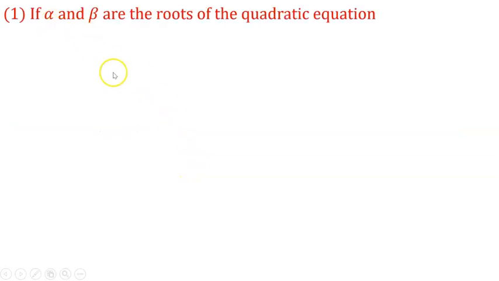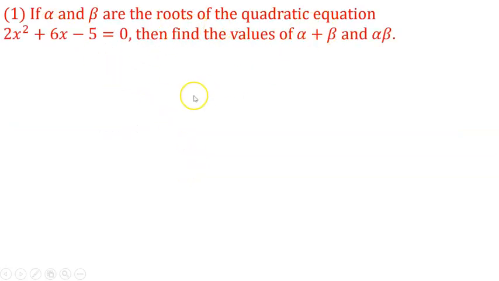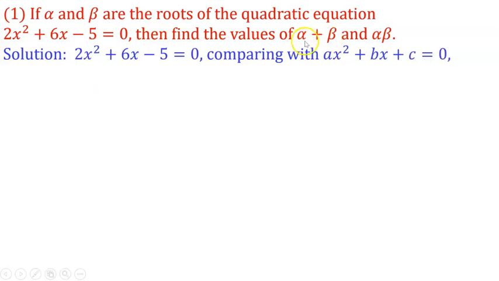If alpha and beta are the roots of quadratic equation 2x square plus 6x minus 5 is equal to 0, then find the values of alpha plus beta and alpha into beta. Now we will compare this 2x square plus 6x minus 5 is equal to 0 with ax square plus bx plus c is equal to 0. Here the value of a is 2, b is 6, c is minus 5.